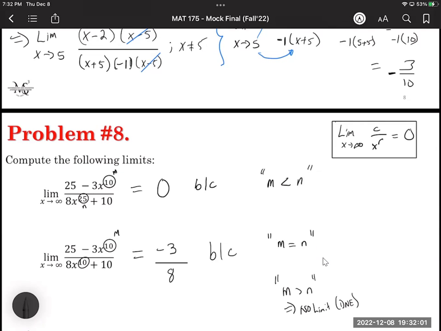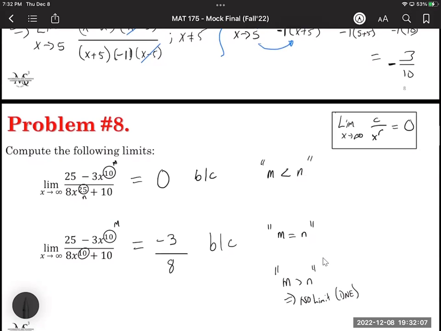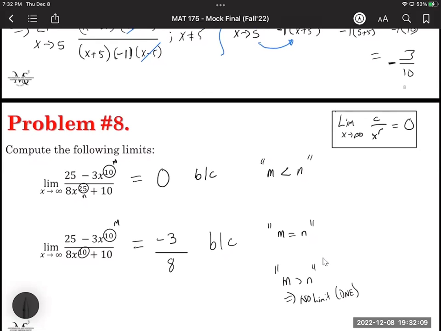But the reason why I say D&E is because, is infinity a real number? In math, no, infinity is not a real number. It's just a concept to represent values that are large in magnitude.